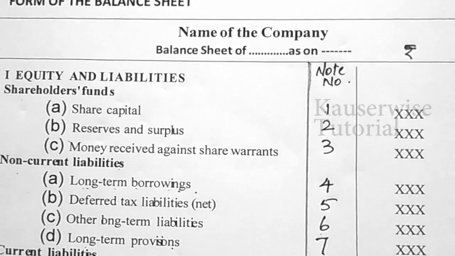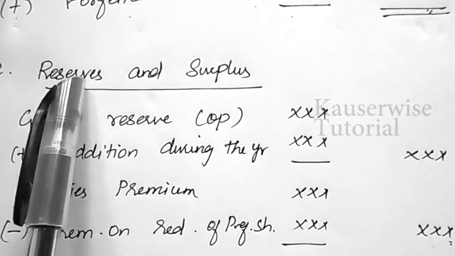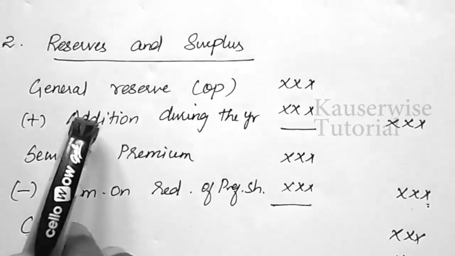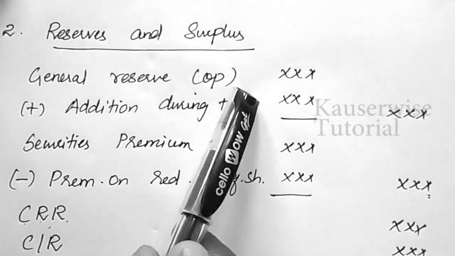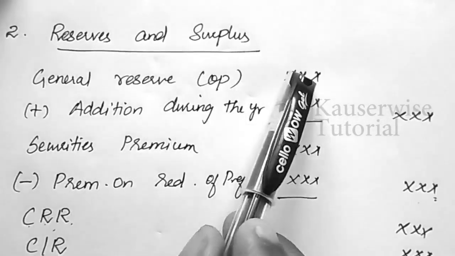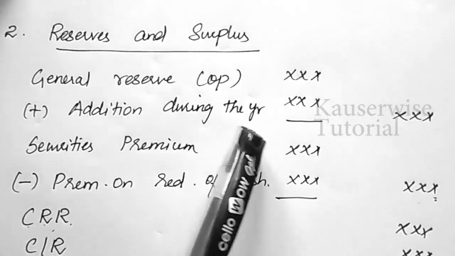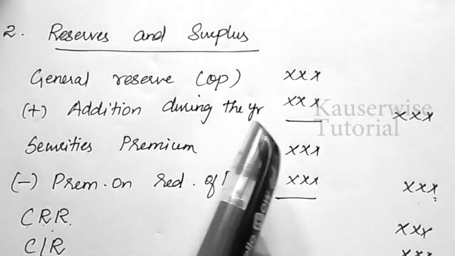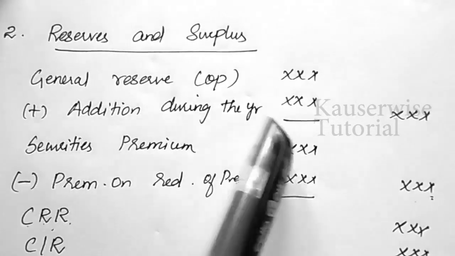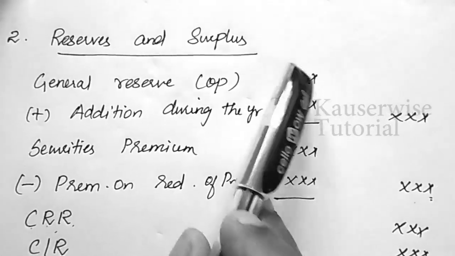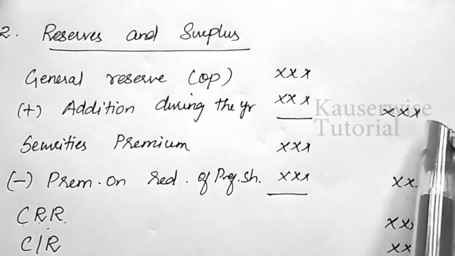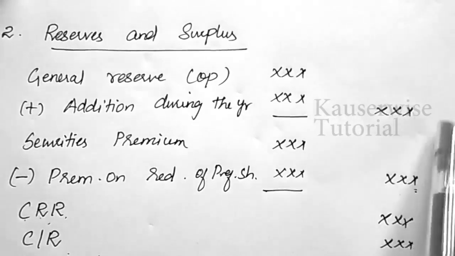Under reserves and surplus, first you need to write the general reserve if any. If you find any general reserve as opening balance in the trial balance, start with that and add additions made during the year. If in the current year you find any adjustment regarding general reserve, that will be added to the old value, that is the opening value, to know the total reserve maintained by the company for the current year. That will be recorded in the outer column.